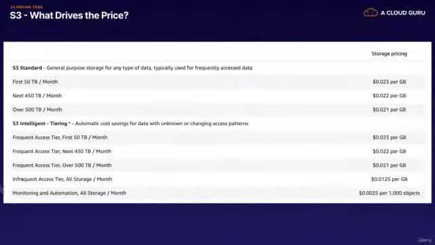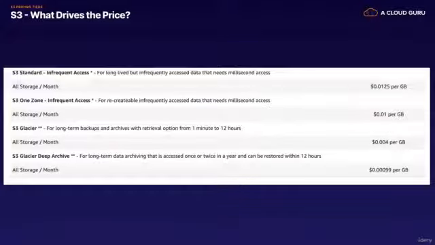However, you do have to remember, if you've got a lot of objects, you are going to incur monitoring and automation storage costs, and that is per 1,000 objects. We then have S3 Infrequently Accessed. Again, it's 1.25 cents per gig per month. We then have One Zone Infrequently Accessed. That goes down to just 1 cent per gig per month.